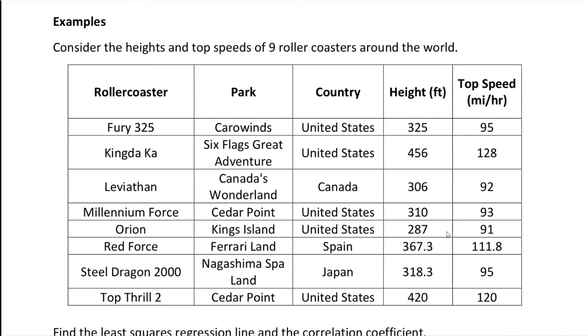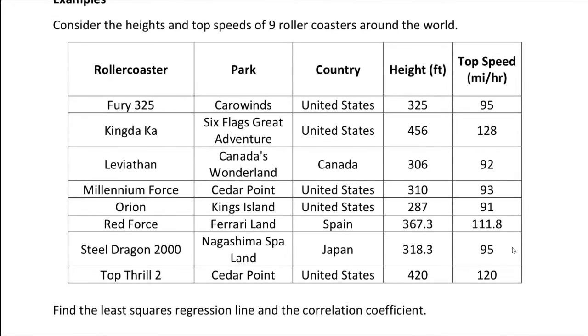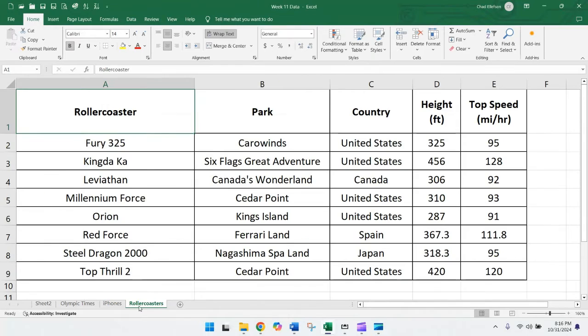So what we have here is heights and top speeds of 9 roller coasters around the world. Now, again, there's a lot of information in this chart. Most of it is just kind of flavor text. The only thing we really care about are those rightmost columns, the height and the top speed. And again, we're going to start by just finding the least squares line and the correlation coefficient, just like we did for the others, okay? So let's go back into Excel. Again, I've got this pre-populated.